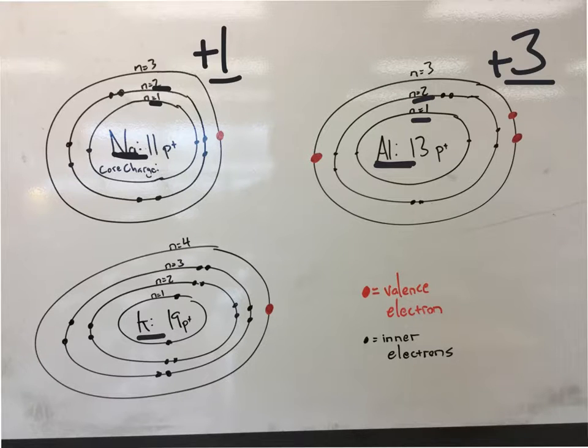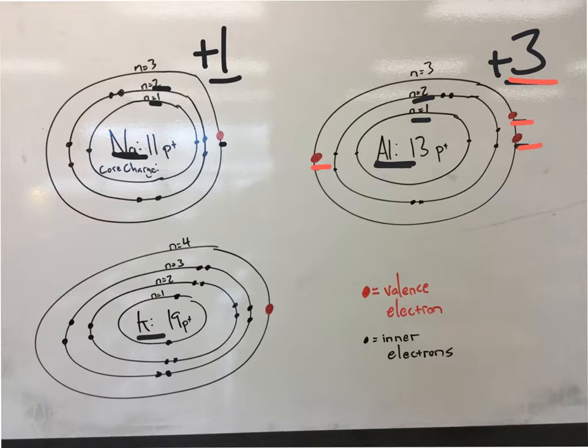So the distance from the nucleus to the valence electrons is about the same for sodium and aluminum, but aluminum has a higher core charge. So in terms of reactivity, because it has a lower core charge, sodium tends to give up its electrons a lot more easily, where it's one valence electron. Aluminum tends to hold on to its valence electrons more strongly because of its higher core charge.